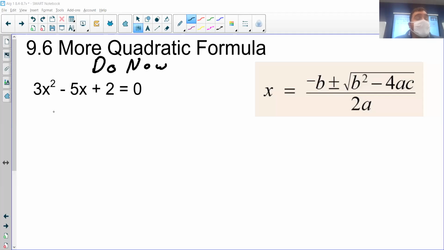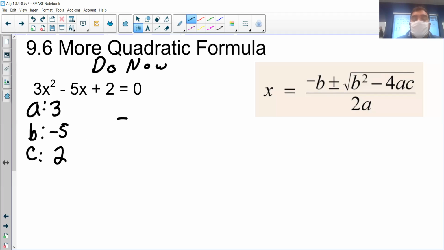One more section. Negative 5 plus... All right. A, B, and C. Sit down and get ready. A, B, and C: 3, -5, 2. After that, you just plug it in and solve.